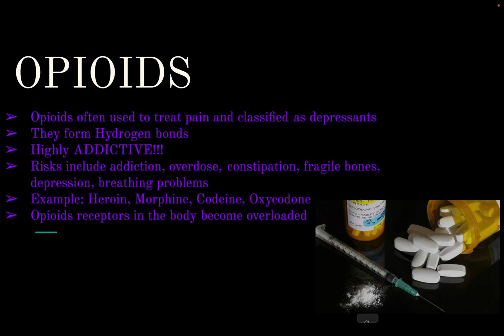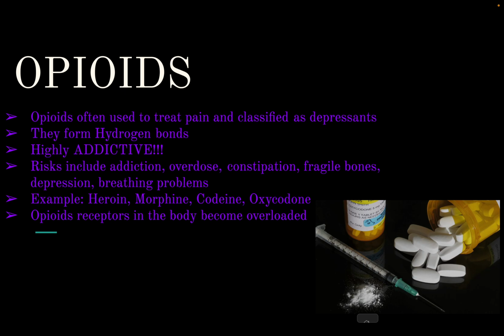Opioids are probably the most highly addictive out of all the drugs. They are often used to treat pain or extreme pain, and they're often classified as depressants. They form hydrogen bonds, and the risks include addiction, overdose, constipation, fragile bones, depression, and breathing problems.